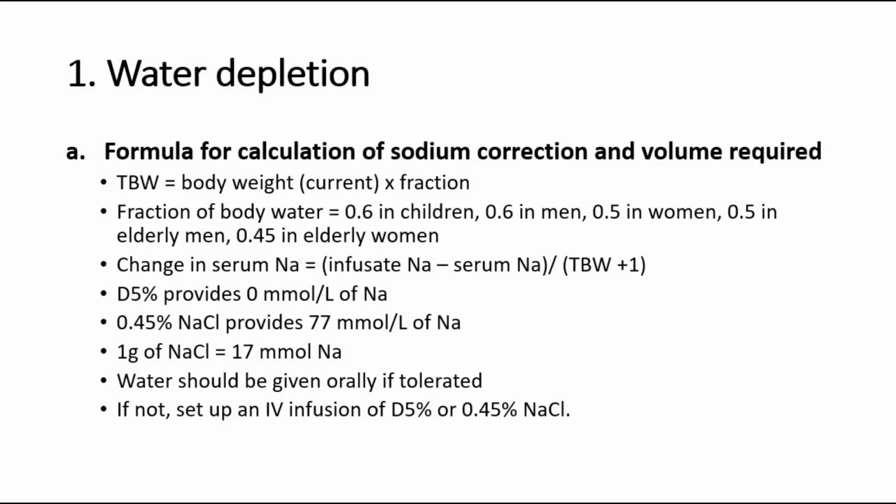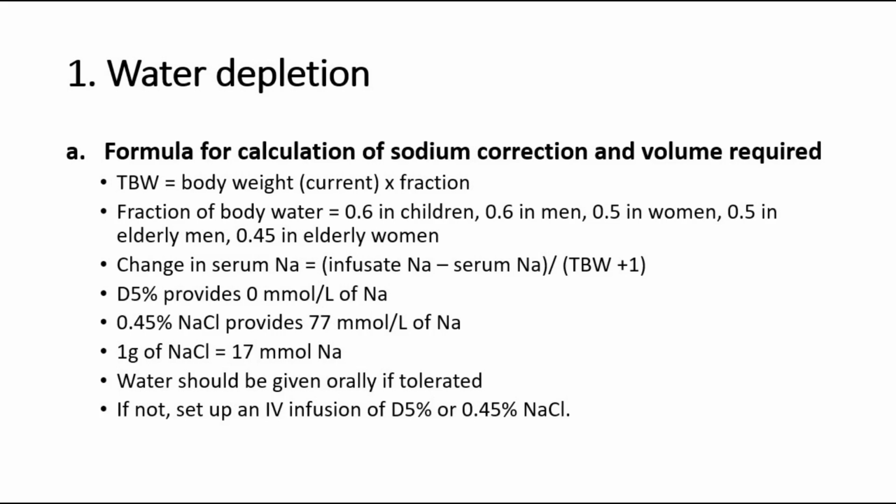Next, to calculate change in serum sodium, it is equal to infusate sodium minus serum sodium, and then divided by total body water plus 1. So what is this infusate sodium? We can give dextrose 5%, or 0.45% sodium chloride. Dextrose 5% provides 0 millimole per liter of sodium, whereas 0.45% sodium chloride provides 77 millimole per liter sodium. Remember these two numbers. We will need them later on. So in cases of water depletion, water should be given orally if tolerated. If not, set up an IV infusion of D5% or 0.45% NaCl.